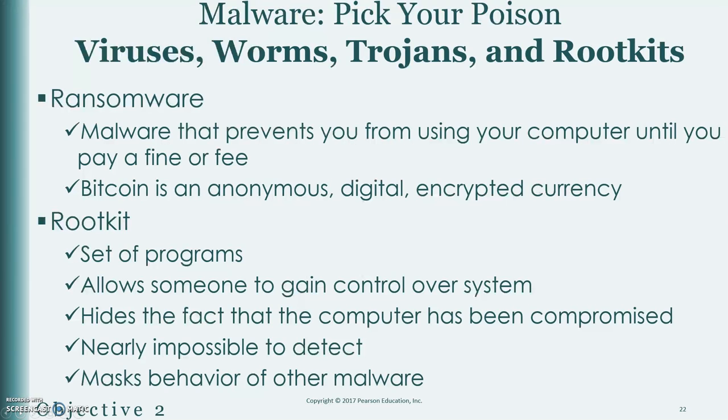A rootkit is a set of programs that allows someone to gain control over a computer system while hiding the fact that the computer has been compromised. A rootkit is almost impossible to detect. And it allows the machine to become even further infected by masking behavior of other malware, so your anti-malware software isn't going to pick up on it. So pretty dangerous there.